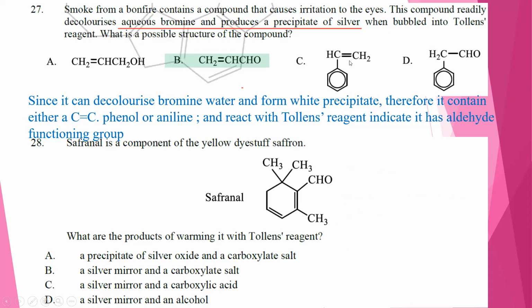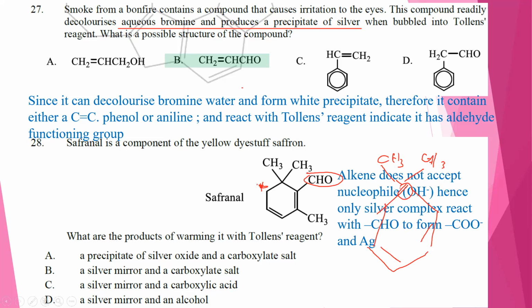Okay, then we have 28. Safranal is a component of yellow dye stuff. What is the product formed on warming with Tollens' reagent? So when you warm with Tollens' reagent, this one will eventually become... okay, so this is just temporary. Based on the description, alkenes do not accept nucleophiles, hence only the silver complex reacts with CHO to form CO2 minus. So the best one is it forms a silver mirror and also a carboxylate ion. Okay, so that is for number 28.